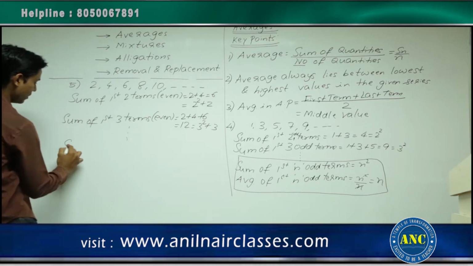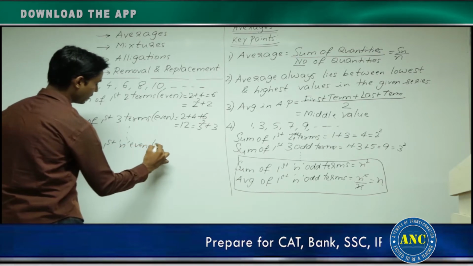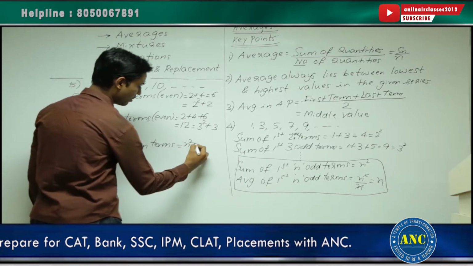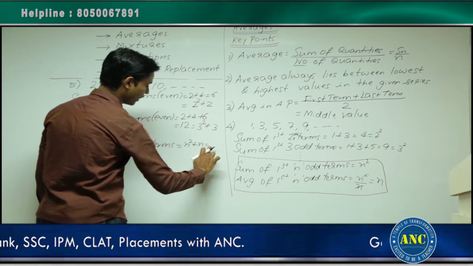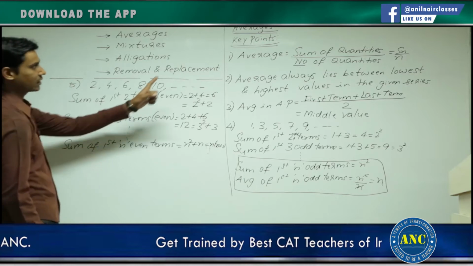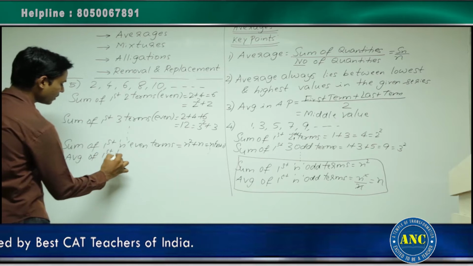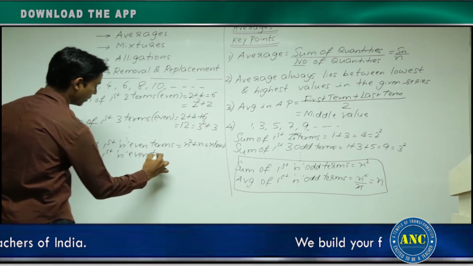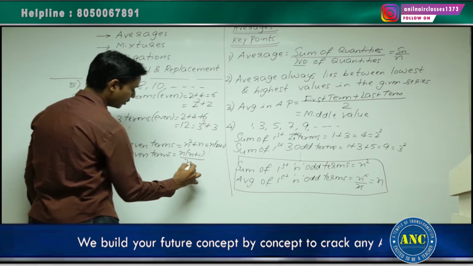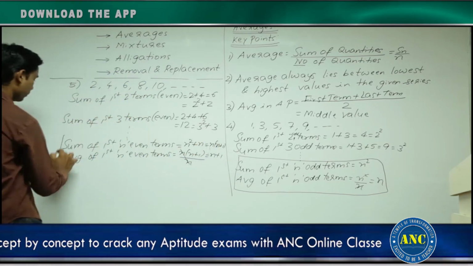Similarly, if I correlate it, sum of first n even terms. Sum of first 2 even terms is 2 square plus 2. First 3 even terms is 3 square plus 3. First n even terms is n square plus n. If I take n common factor, it will become n into n plus 1. But I don't require sum, I require average. So average of first n even terms is given by sum divided by total number of terms. Sum is n into n plus 1 divided by totally there are n terms. So n cancels. So it is n plus 1.